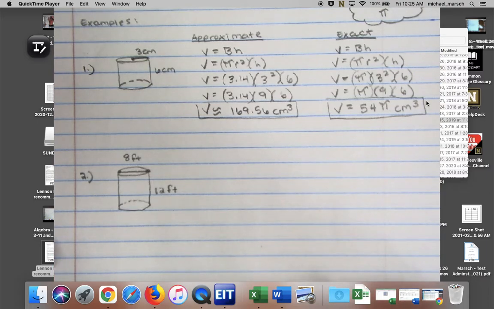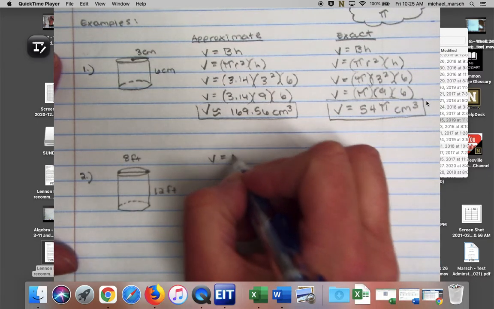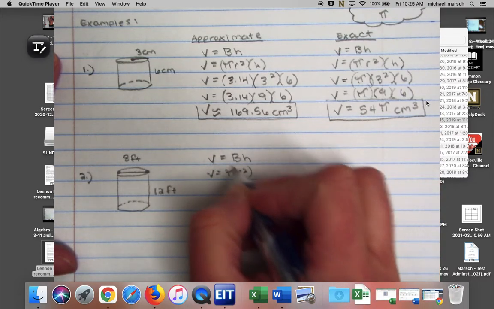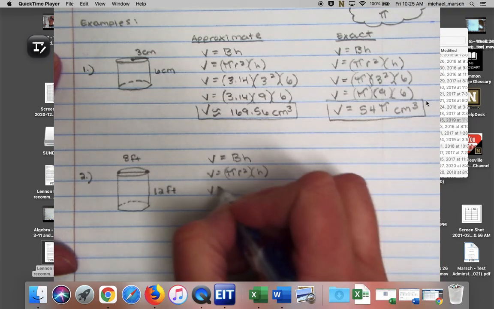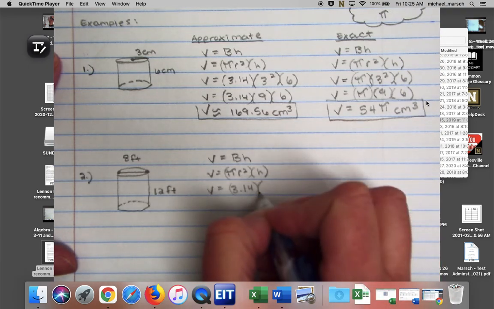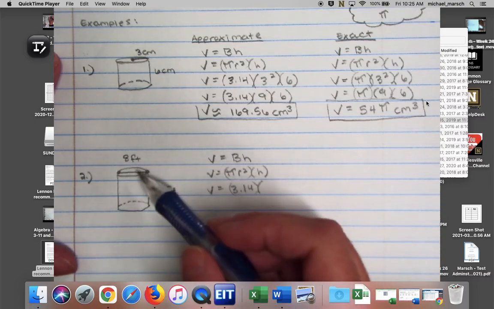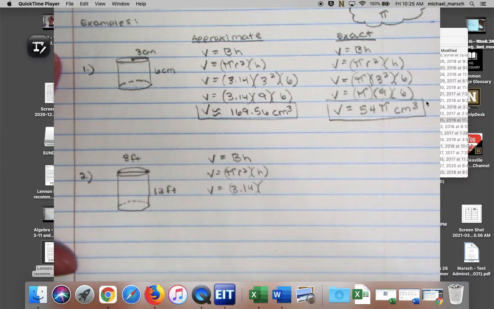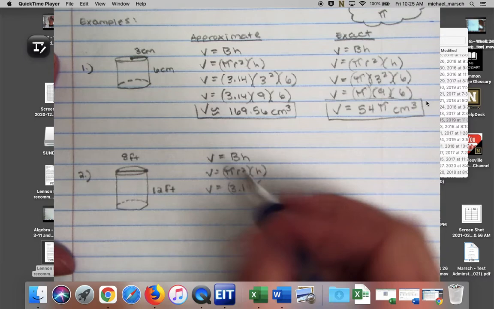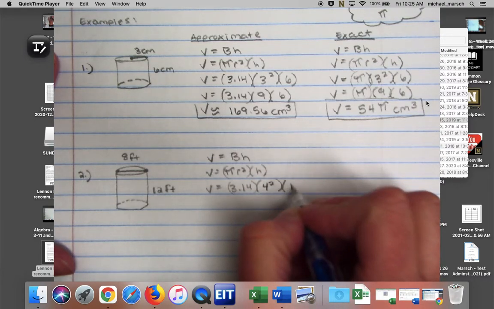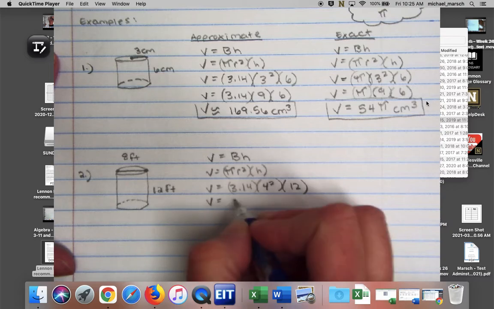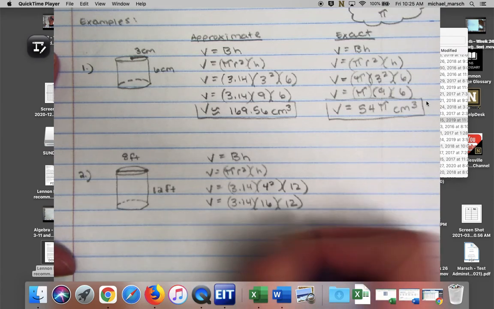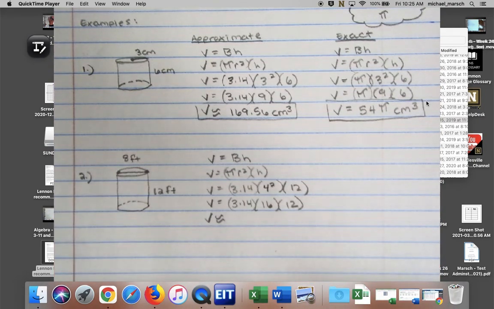So I'm going to do the same process. I've got volume equals area of base times height. Volume equals pi r squared times the height. Volume equals 3.14. Here's where it gets a little tricky though. What is my radius? So when I look at this, I gave you the diameter. So what will my radius be? And hopefully in your mind you're thinking 4. Radius is going to be 4, which you're absolutely correct. So 4 squared times 12. So now I have volume equals 3.14 times 16 times 12. Got my squiggles. I'm going to get out my calculator.